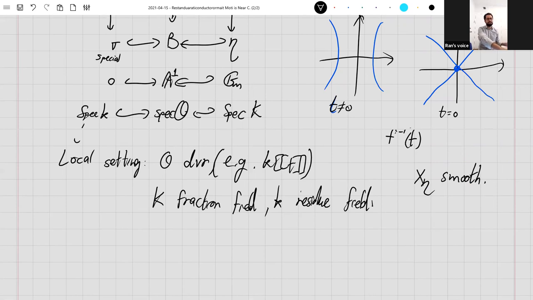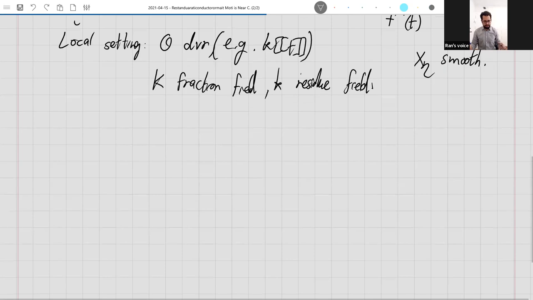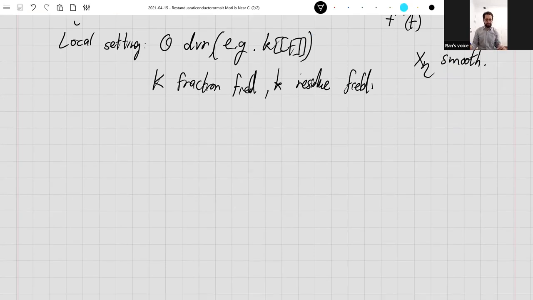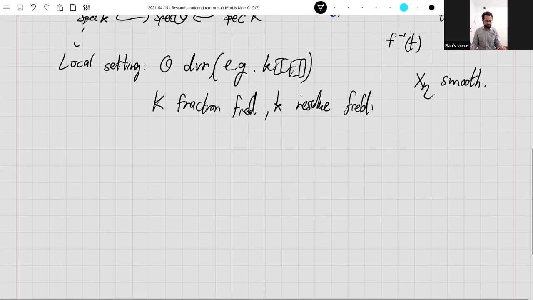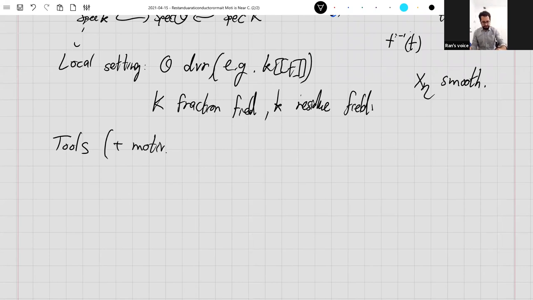Generally in algebraic geometry, we look for a motivic version of each of them, some motivic context. So I will discuss tools to study them, but in fact I will look for some interpretation of motivic enhancement.